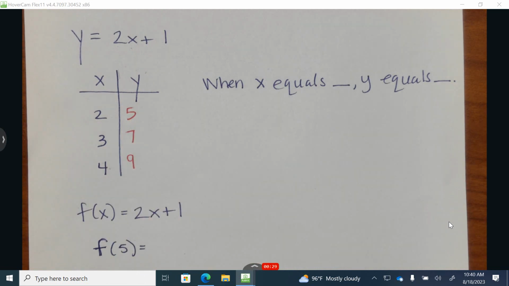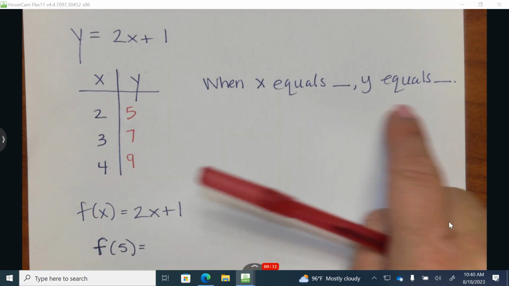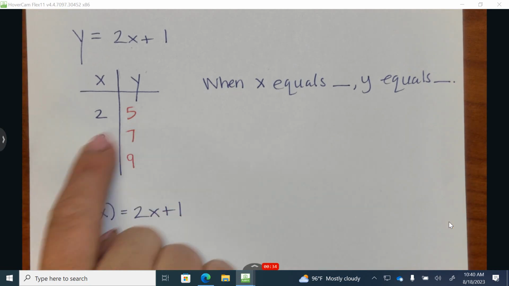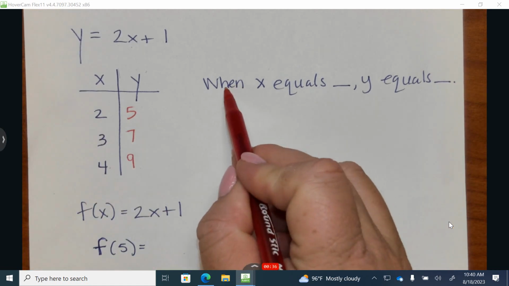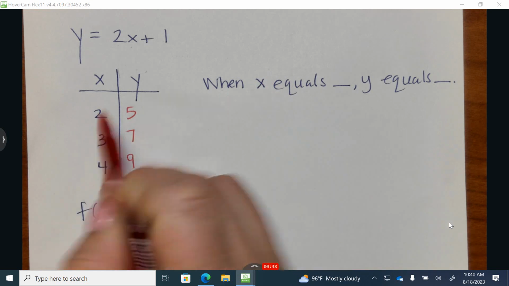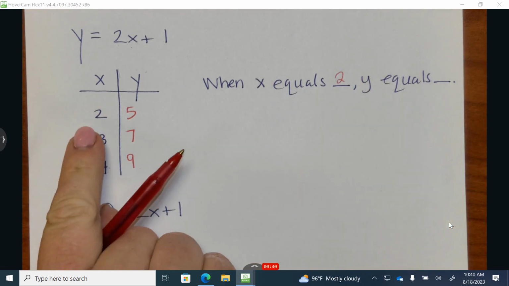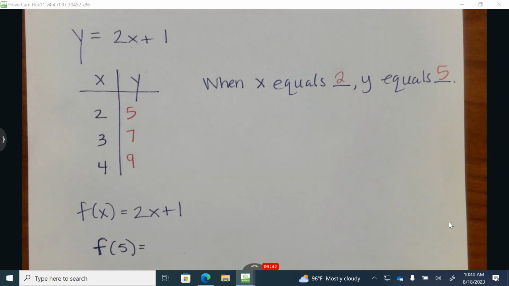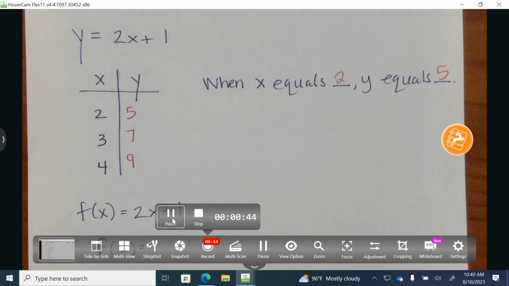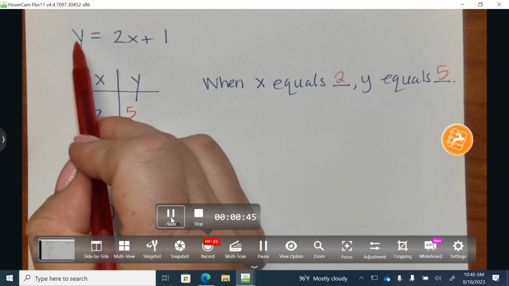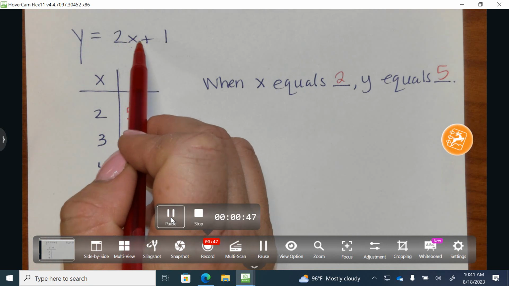So if you had to write down a sentence that's going to describe our answers, we would say something like, when x equals 2, y equals 5. It's just what we've learned. This is in the form y equals mx plus b.